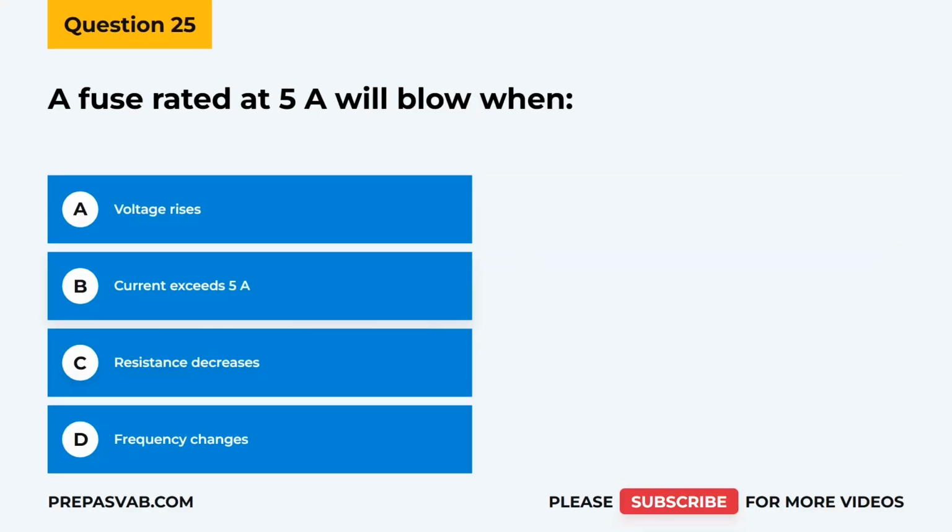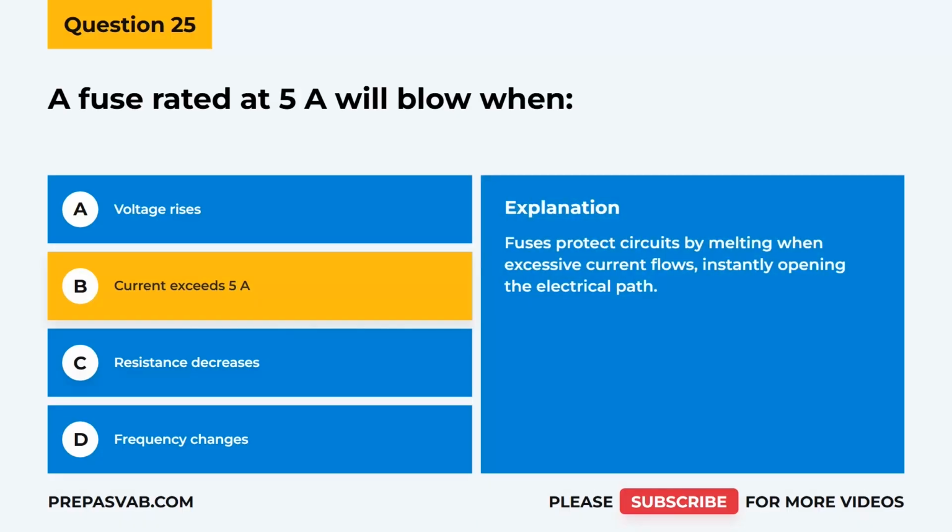Question 25. A fuse rated at 5 amps will blow when A. Voltage rises. B. Current exceeds 5 amps. C. Resistance decreases. D. Frequency changes. The correct answer is B. Current exceeds 5 amps. Fuses protect circuits by melting when excessive current flows, instantly opening the electrical path.